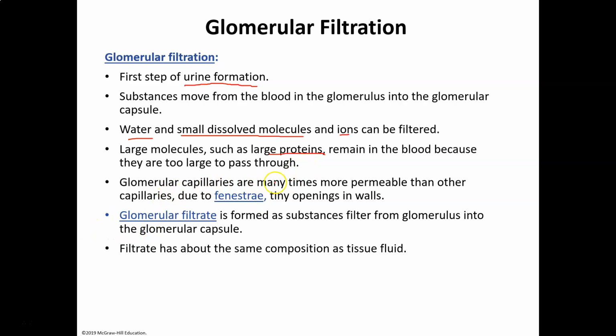The glomerular capillaries are many times more permeable than other capillaries. So the glomerulus is very leaky. They have what are called fenestrae, or you can say they're fenestrated. That just means they have big holes, big pores, that allow things to get through. Glomerular filtrate, I've already said this, is formed as substances filter from the glomerulus into the glomerular capsule.